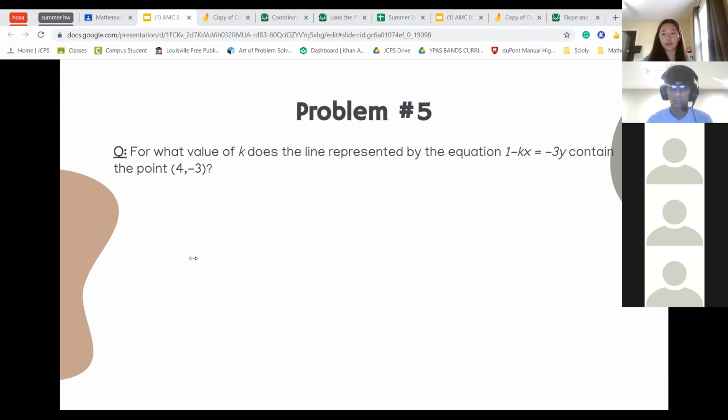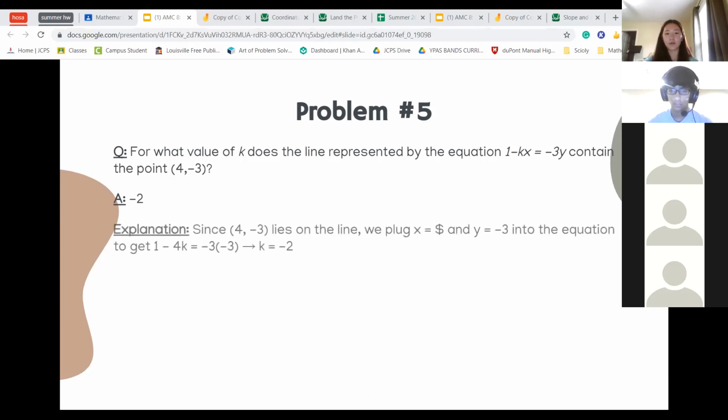Okay, so I see a couple of you are saying -2. I'll wait like 10 more seconds to see if anybody else wants to answer, and then we'll go for the answer. Okay, so the answer was -2, like some of you said. Good job if you got it right.